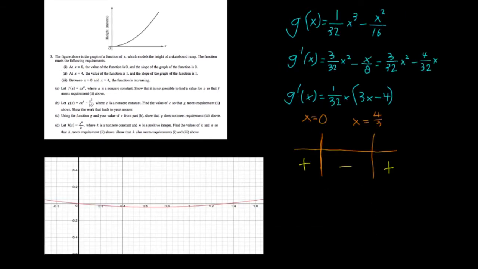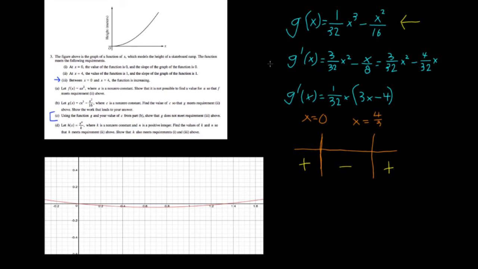Alright, so now we are going to be moving on to question C. Using the function g and your value of c from part B, show that g does not meet requirement 3 above. So now we're going to be looking at requirement 3, which is between x is equal to 0 and x is equal to 4, the function is increasing. So right here is our function g from part B. So g of x is equal to 1 over 32 times x cubed minus x squared.